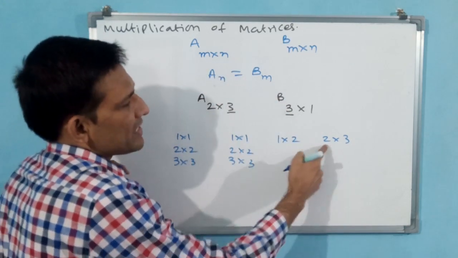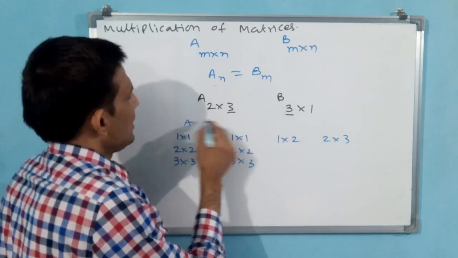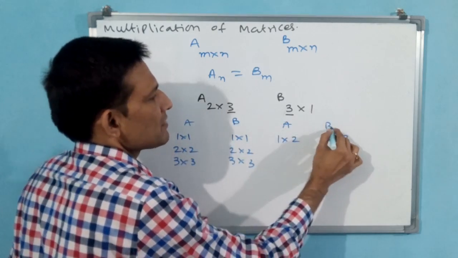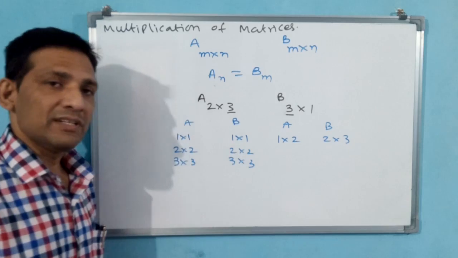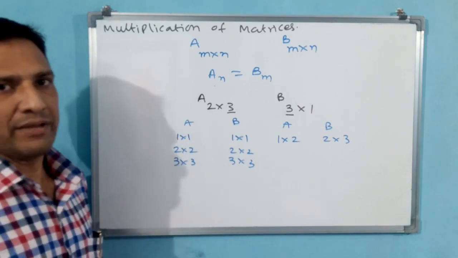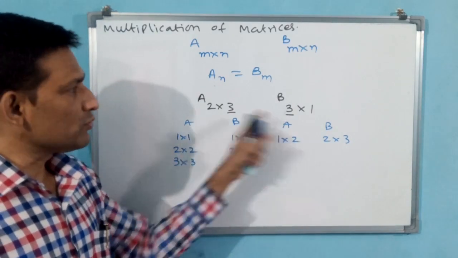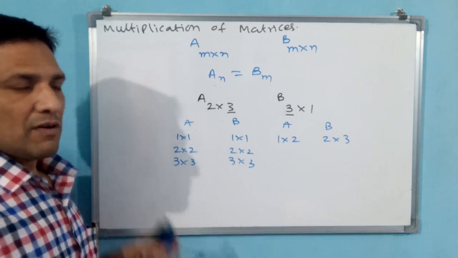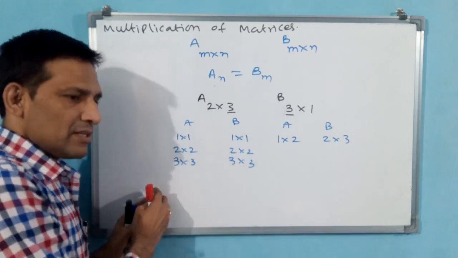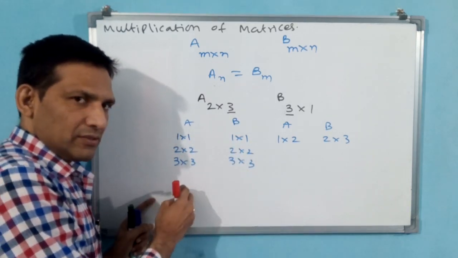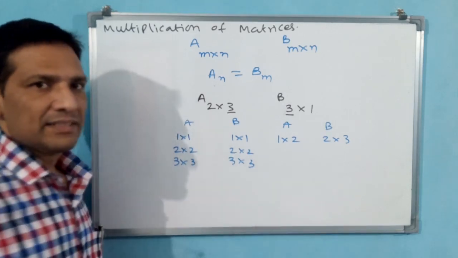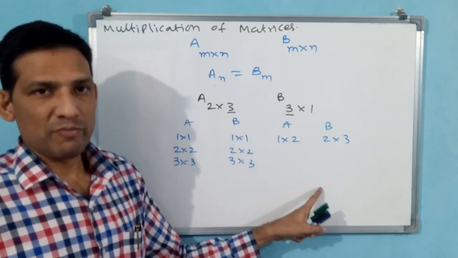The number of columns here and the number of rows here should match. I am writing like this, A and B. Why? Because in your mind you think that we are performing AB, not BA. If it is BA, then this rule is going to change. First B, next A comes, means B's columns and A's rows should match. Here A's columns and B's rows should match.